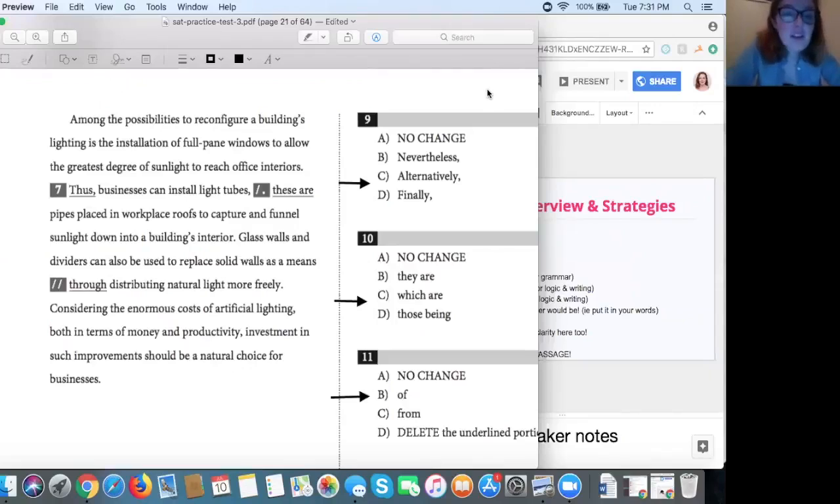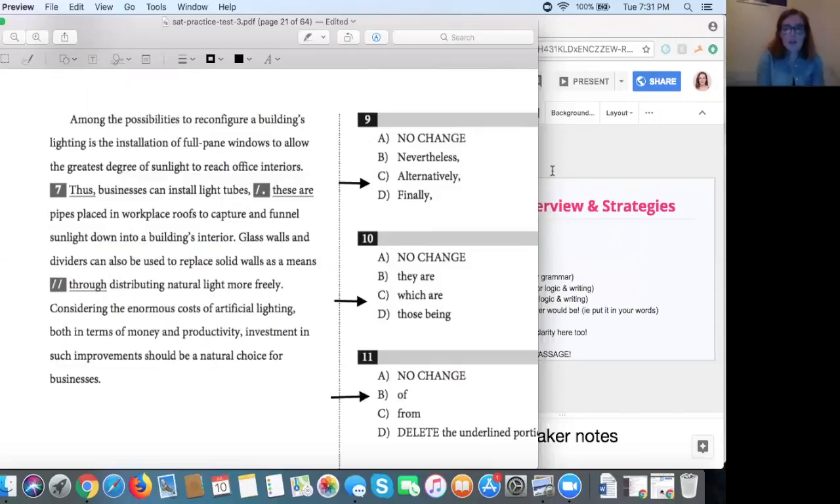So alternatively, businesses can install light tubes, pipes placed in workplace roofs to capture and funnel sunlight down into a building's interior. So I know that the pipes, blah, blah, blah, into a building's interior is somehow related to the light tubes. And so because light tubes isn't something we just talk about in our normal lives, I'm going to guess that this is the definition.